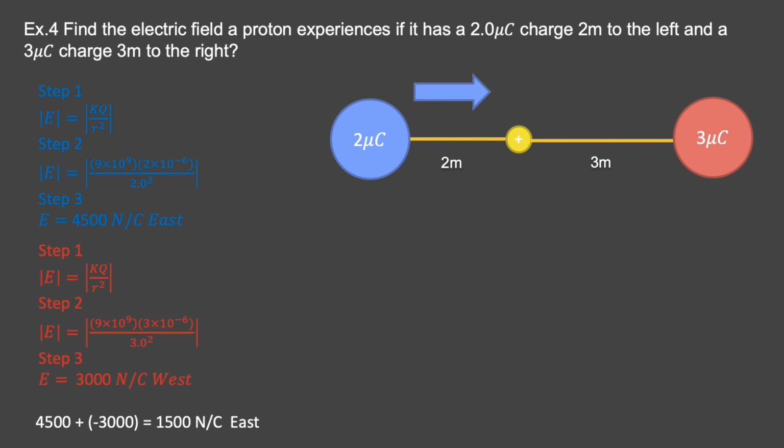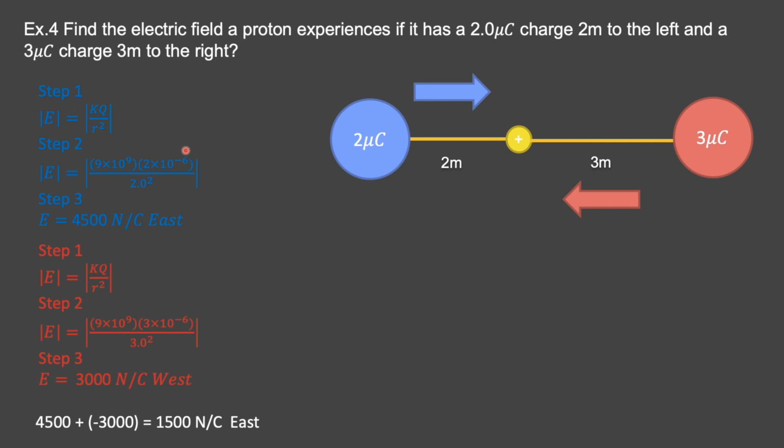The 3 microcoulomb charge is also positive, causing it to also push radially outwards, making the proton experience an electric field to the left. To figure out the overall direction of the electric field, we will first need to calculate the magnitude of the two fields. So, to find the magnitude of the 2 microcoulomb charge, we are first going to use the formula E equals kQ over r squared.